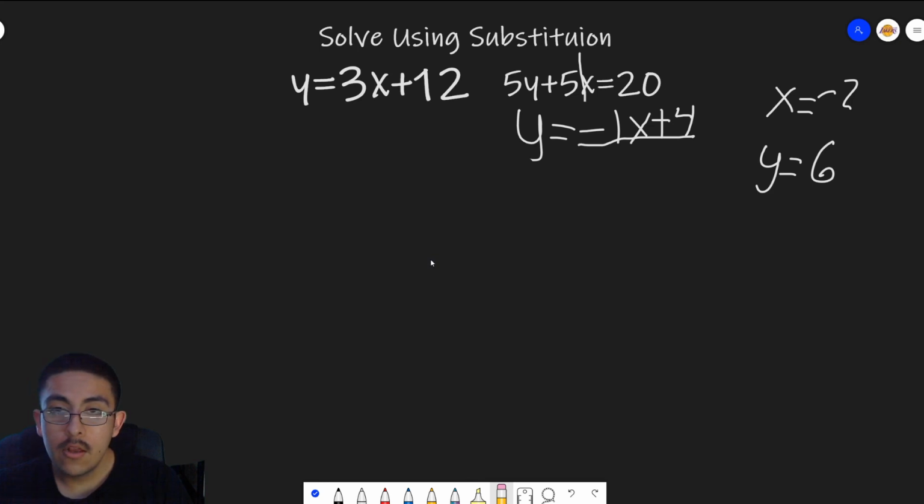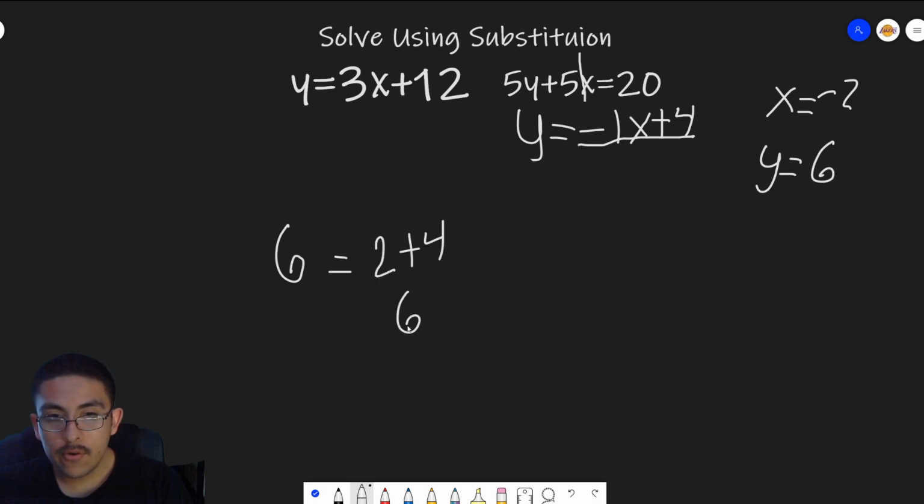Okay. So let's plug it into this one and see if that works that way. Remember, y is going to equal to 6 minus x. Negative 1 times the negative 2 is going to be a 2 plus 4. 2 plus 4 is 6. 6 equal to 6. And that checks out.